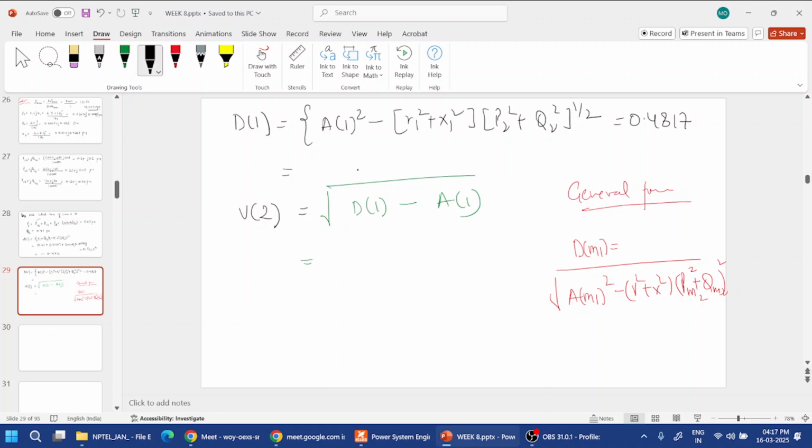Based on that, we will solve this question. D1 is 0.4817 minus A1, which is minus minus plus, so it will come out to be 0.4821 under root. Let me solve it: 0.4817 plus 0.4821 comes out under root, and if we take the root, it comes out to be 0.9817 per unit. So V2 is this much.